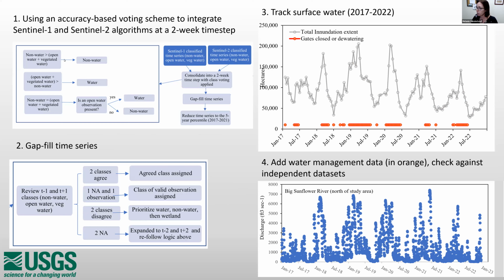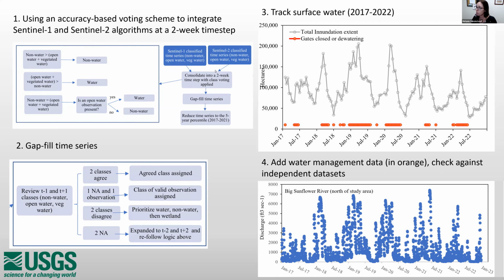So starting out, this will hopefully look familiar. It's very similar to what we did for the climate change process. We processed the Sentinel-1 and Sentinel-2 algorithms for all of the imagery from 2017 through the end of 2022 for this basin. And instead of consolidating it at a monthly time step, we consolidate it at a 2-week time step, so we can get the most seasonal data that we can possibly get.